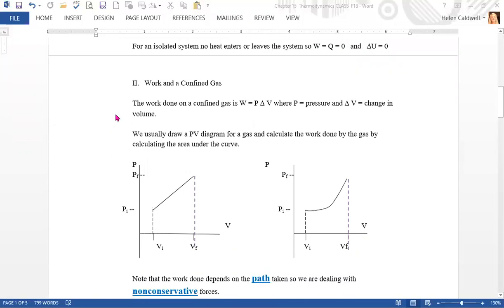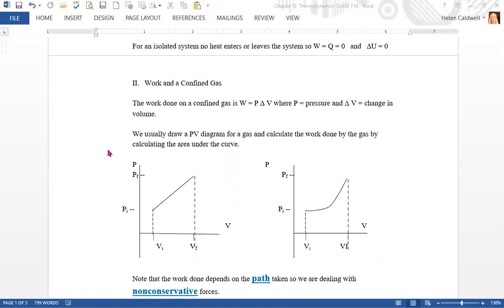Work done on a confined gas: work is force times distance. But for our gases, that's going to be P times delta V, where P is the pressure and delta V is the change in volume. Pressure is force over area, if you'll remember. And anyhow, we can make the math work out. But for us, the work is pressure times change in volume.